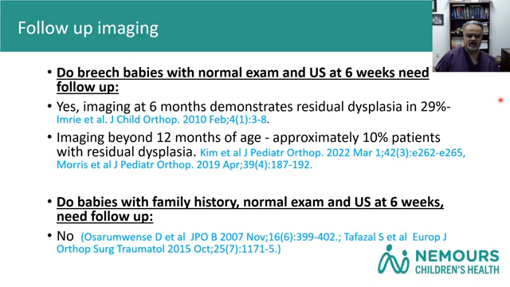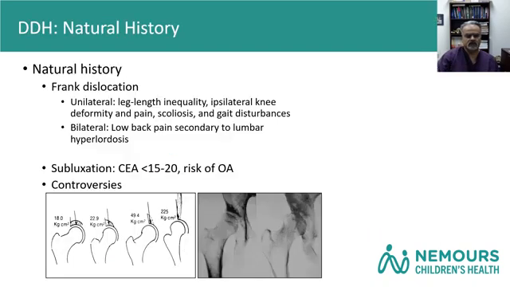On the other hand, babies with a normal exam and ultrasound at 6 weeks of age but have a positive family history, when we look at them in the long term, they do not seem to have any increased dysplasia, so they do not necessarily need any additional follow-up.